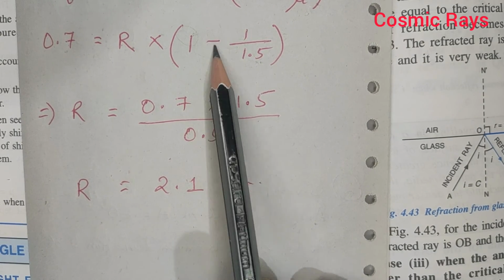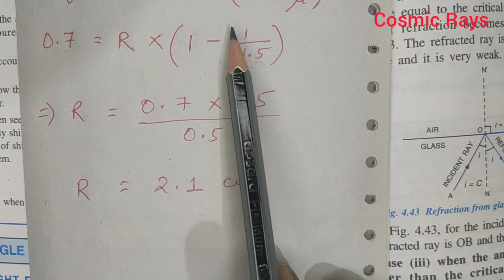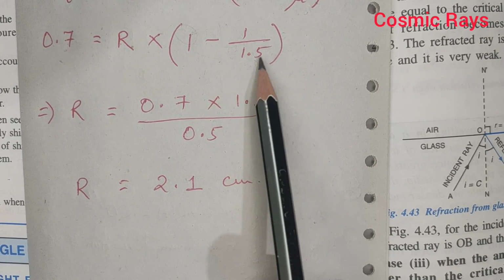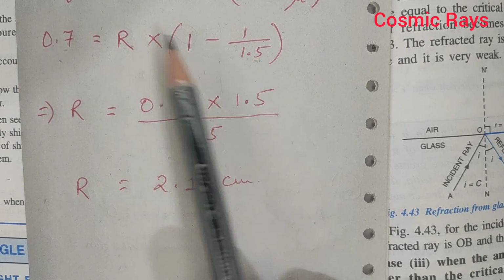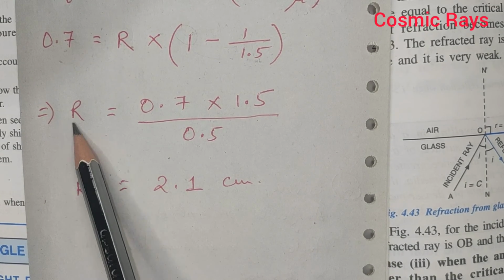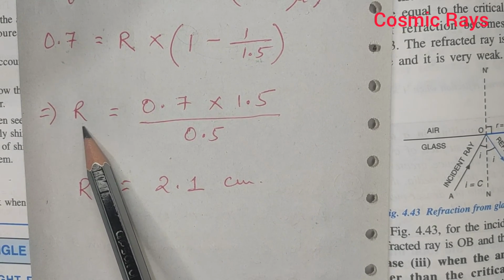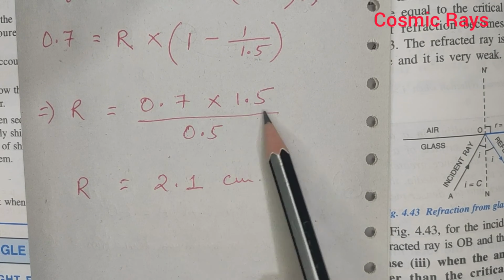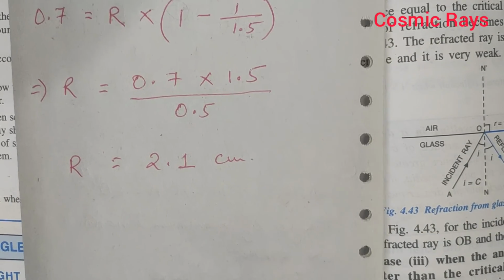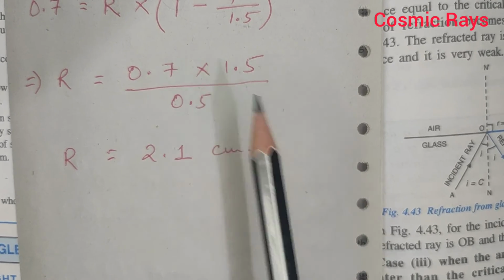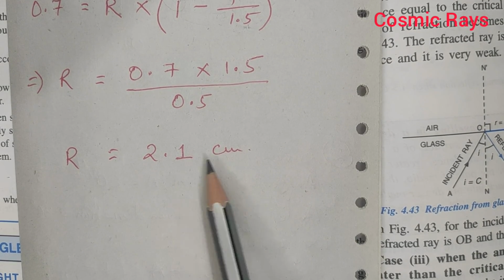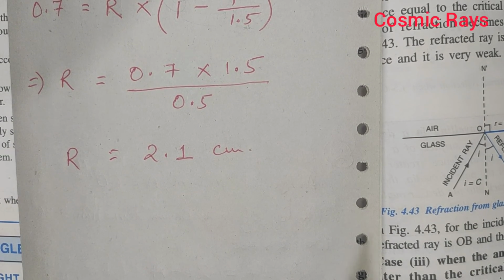So 1.5 minus 1 will be 0.5. This 0.5 will go in the denominator here. This is what we have written, and this denominator 1.5 will be cross multiplied with 0.7. So R, that is the real depth, is equal to 0.7 multiplied by 1.5 divided by 0.5. So this is a very simple calculation. When you calculate it, you will be able to get the answer as 2.1 centimeter.